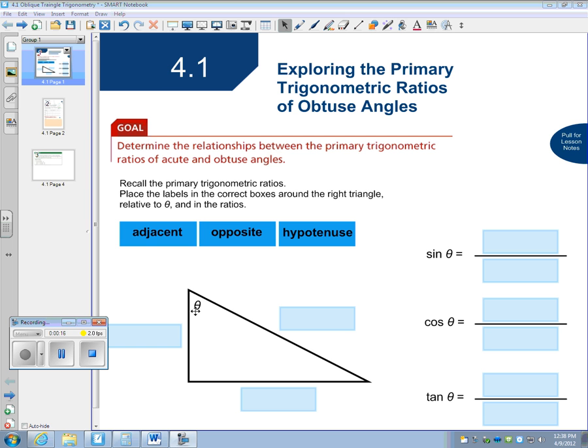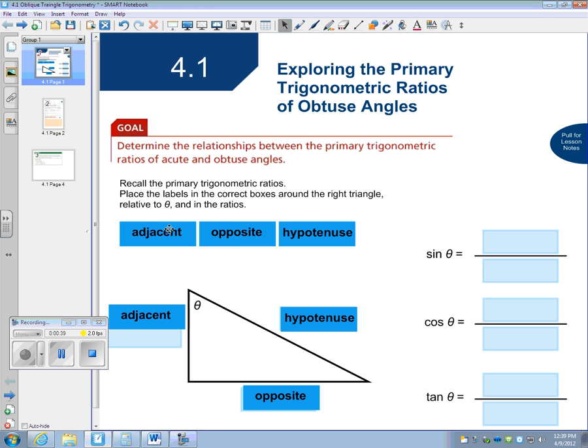If we're given a 90-degree triangle and we're looking at theta, this angle is our reference angle. In reference to this, this side is called the hypotenuse. This side is directly opposite. And this side is adjacent.